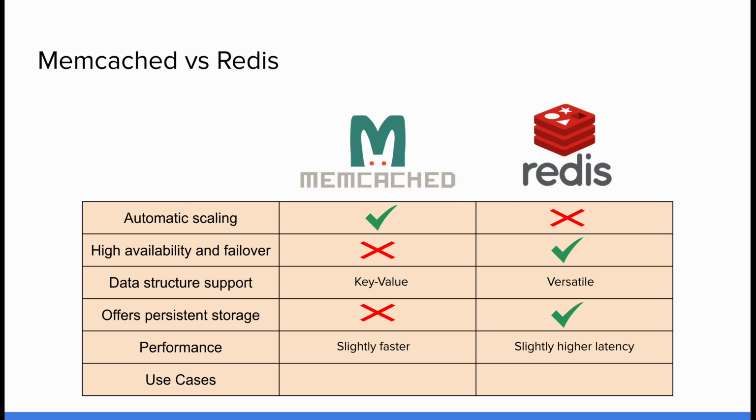And then in terms of use cases, Memcached is typically preferred for simpler tasks like session storage or database query caching. Redis, because it has more advanced features, is better suited for more complex use cases such as leaderboards, real-time visualization, message queuing, that kind of thing.